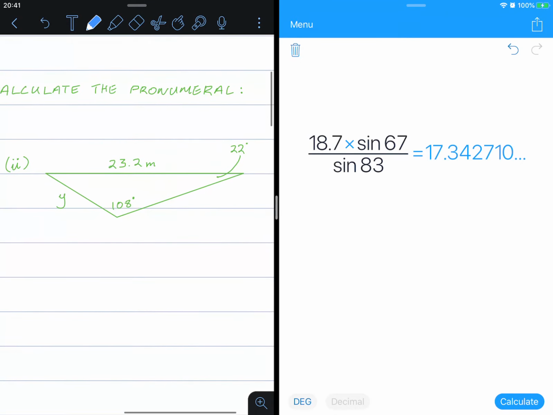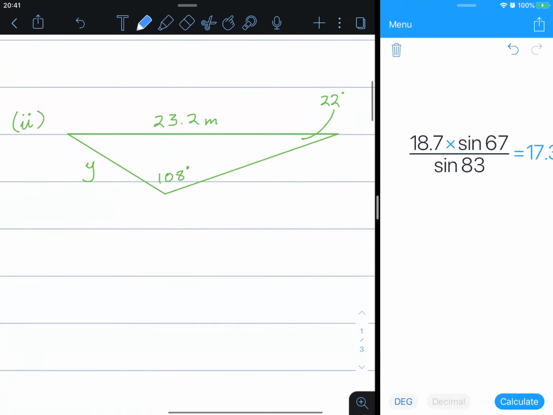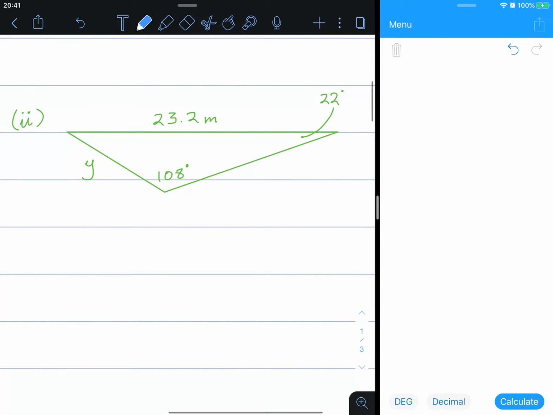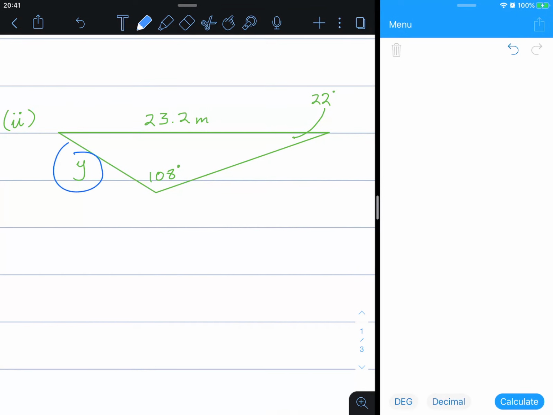We'll do another example here. You can go ahead, pause the video and give it a go yourself, but here we go. I'm going to make y the subject, so it's going to be y over its opposite angle of 22, so sine 22 is equal to the side 23.2 over sine 108.